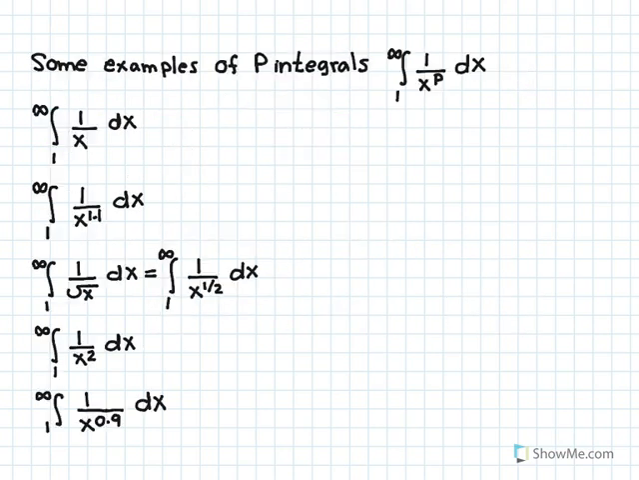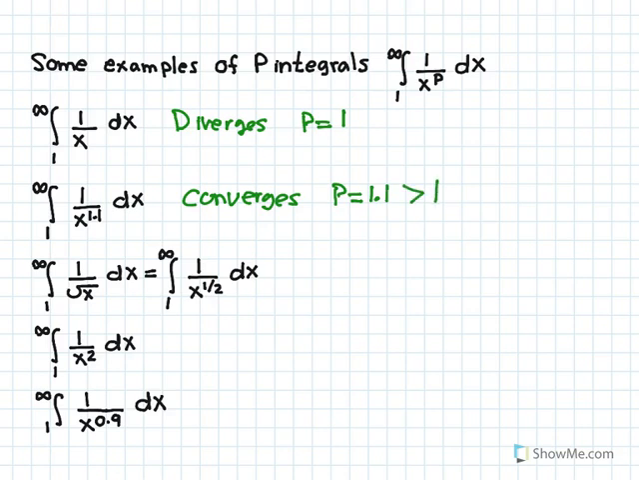Let's look at some examples. So here we have some examples of p integrals from 1 to infinity of 1 over x to the p dx, and the question is, does it converge or does it diverge? Well, the first integral diverges. Why is that? Because the value of p is equal to 1. What about the second integral? Well, this one converges. Why does it converge? Because the value of p is 1.1, which is greater than 1.